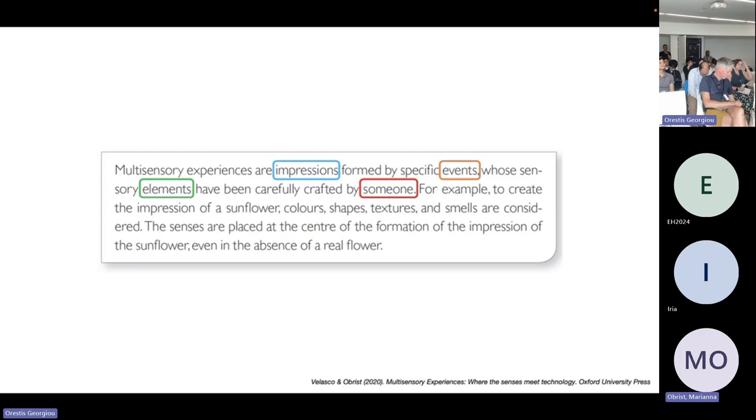But basically what we see as multisensory experiences are impressions formed by specific events whose sensory elements have been carefully crafted by someone. So for example, to create the impression of a sunflower, colors, shapes, textures, smells are considered, and the senses are placed at the center of the formation of the impression of the sunflower, even in the absence of a real flower. And especially the "even" is quite important, because that emphasizes the technological advancements that we can create those multisensory experiences now through those different multisensory technologies.